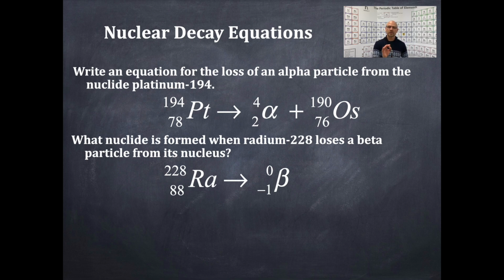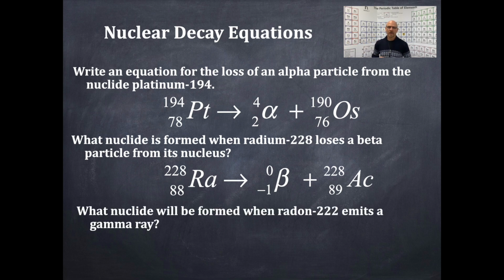Now 228 minus 0, so the new mass is 228. For the atomic number, 88 plus 1, because of that -1, is what our math tells us to do. So we're going to have 89. Now I look up 89 on my periodic table, and element 89 is actinium. It has a mass of 228. Perfect, done. Beta particle, check.